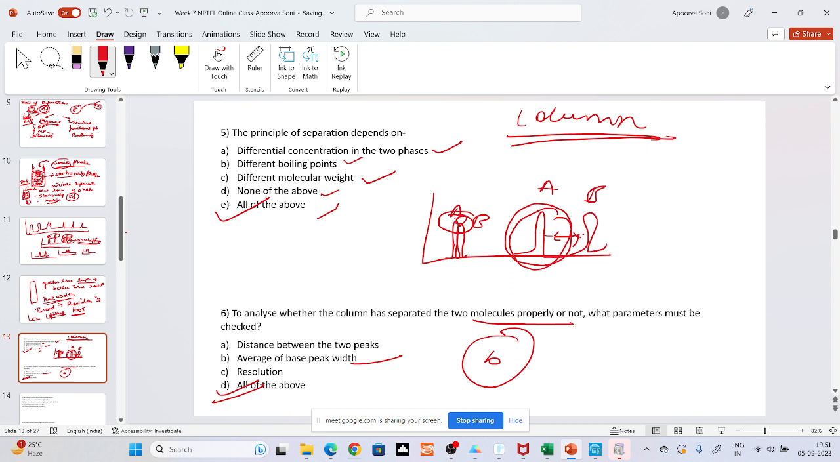Average of peak base peak width also, yes, that is obviously true. Resolution, because resolution is directly proportional to length, and resolution is inversely proportional to the width. So ultimately resolution is also the correct answer. So the answer would be all of the above. This average peak width ultimately contributes to resolution only. Therefore the answer would be all of the above.